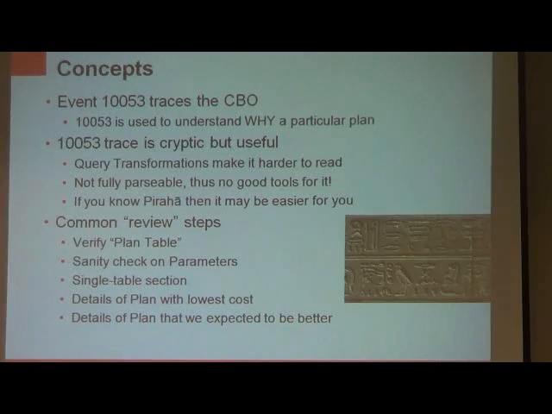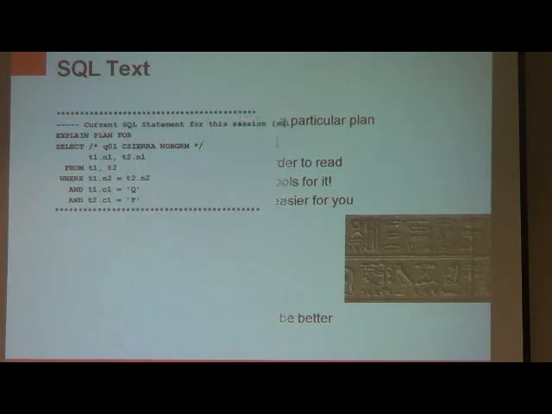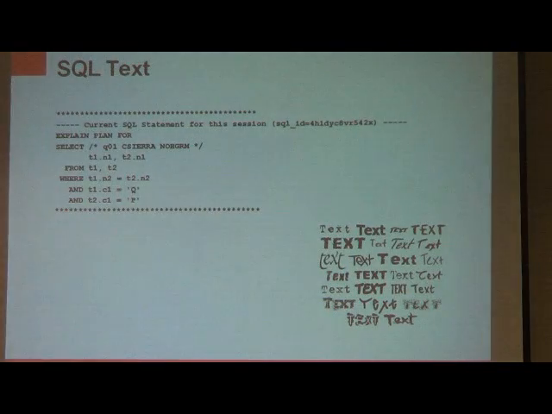And if I was expecting a different plan, then I look for that different plan in the 10053 and review both. I compare the one with the lowest cost, which is the winner, and the one that I was expecting to win, which of course didn't win because it has a higher cost. Okay? How do we do all that?